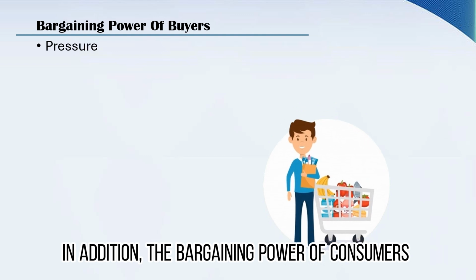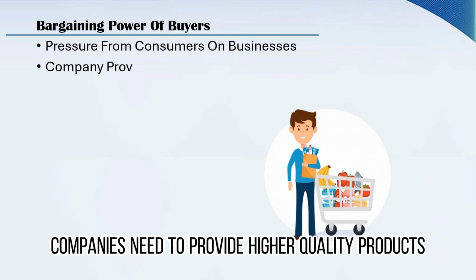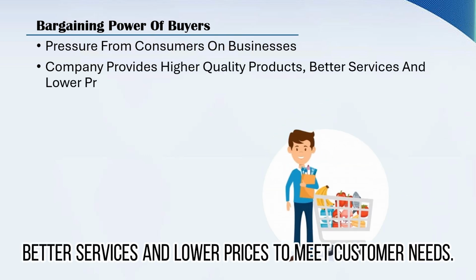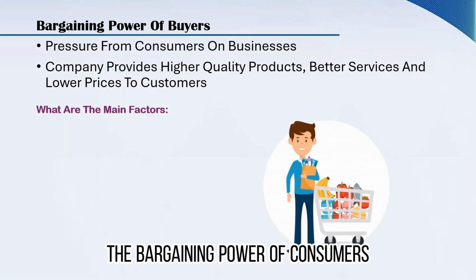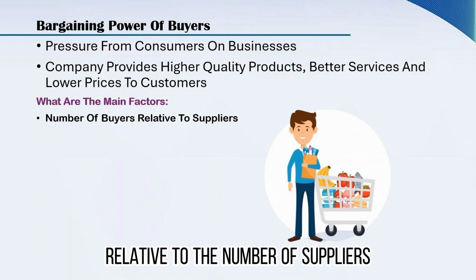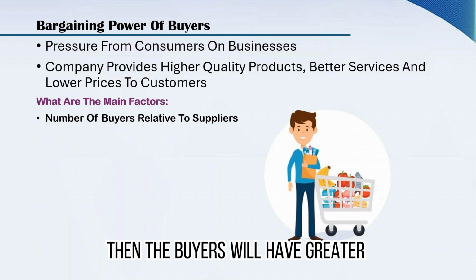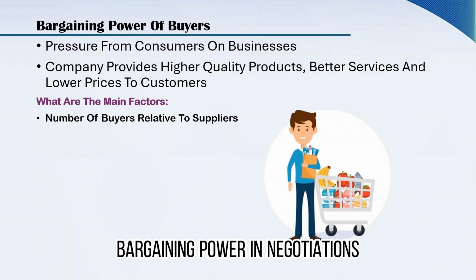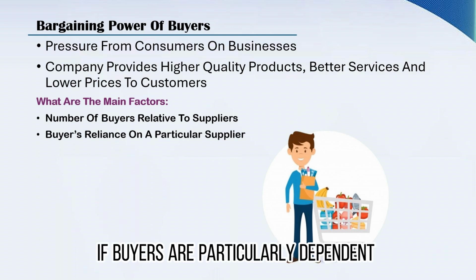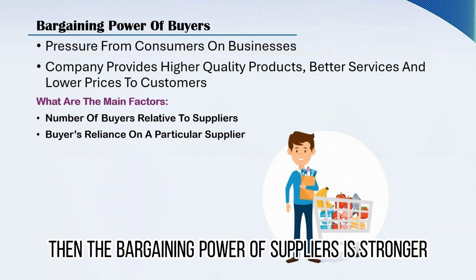In addition, the bargaining power of consumers also puts pressure on companies. Companies need to provide higher quality products, better services, and lower prices to meet customer needs. The bargaining power of consumers depends on several major factors. The first is the number of buyers relative to the number of suppliers. If the number of buyers is much greater than the number of suppliers, then the buyers will have greater bargaining power in negotiations. In addition, there is the degree of dependence of buyers on specific suppliers. If buyers are particularly dependent on certain suppliers, then the bargaining power of suppliers is stronger.